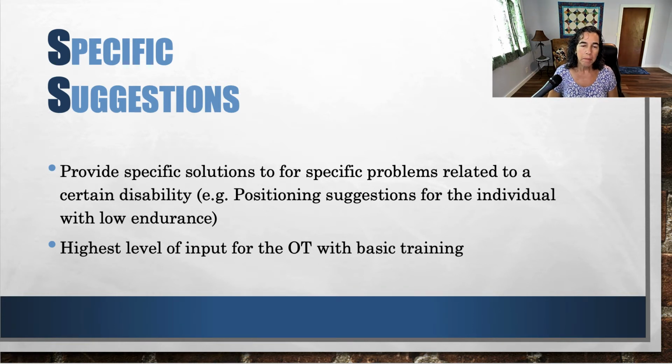So specific solutions might be positioning suggestions, right? So positioning suggestions for the individual that has low endurance. It may be something as straightforward as that. So they don't need to know about 101 positions. What they need to know about is how can they maximize their energy conservation while they're engaged in sexual activity. So we'll be specific about it.